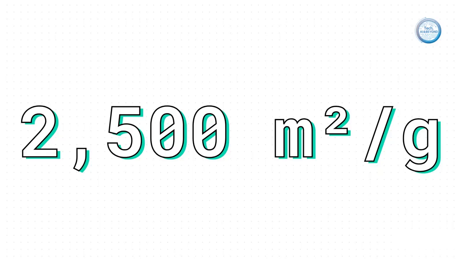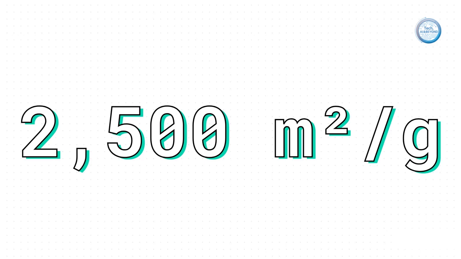What about the surface area itself? This number on the slide is mind-boggling. 2,500 square meters per gram? That's like taking a single gram of powder and unfolding it to cover half a football field. How is that even possible to measure, and why would you want that much surface area?